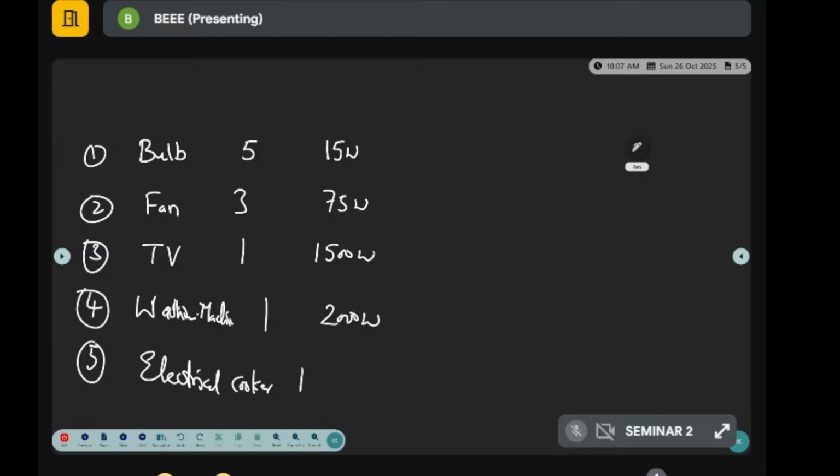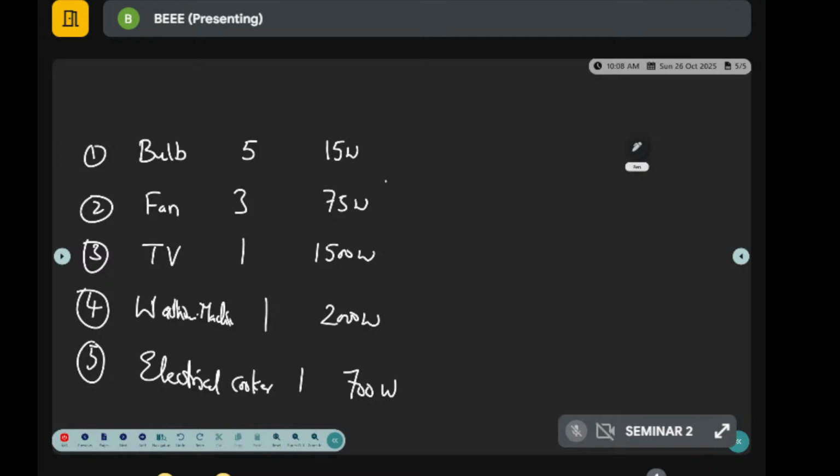Electrical cooker, one of 700 watt. Okay, so here individual electrical appliances are there, a number of electrical appliances are available, and individual wattage. One bulb 15 watt, one fan 75 watt, one TV 1500 watt, one washing machine 2000. This wattage is per quantity.